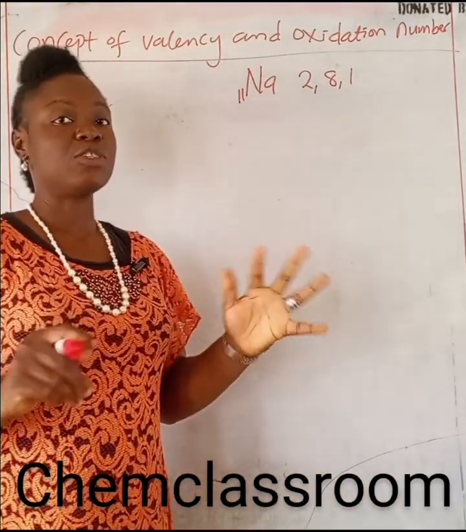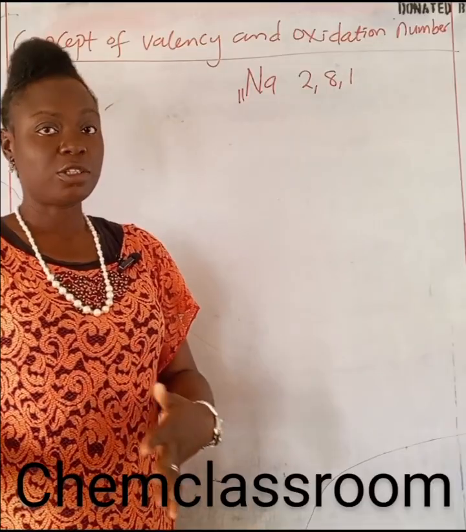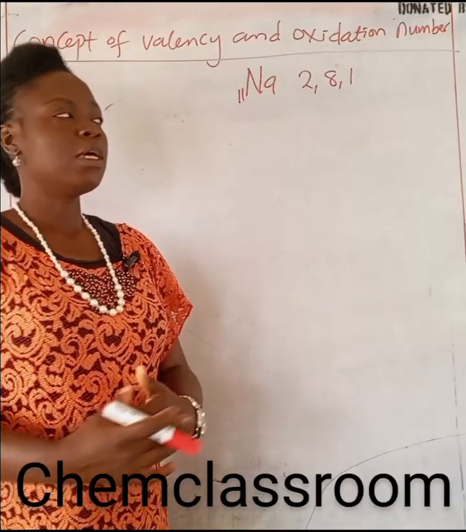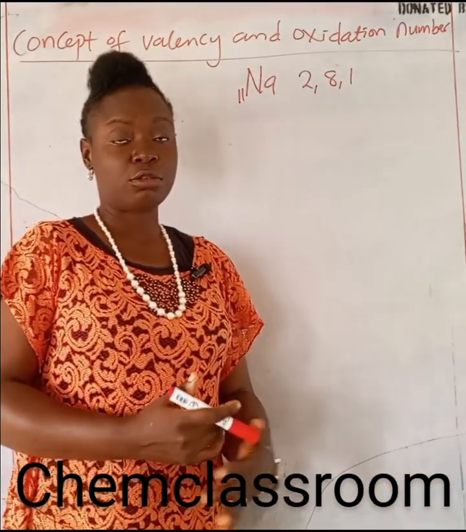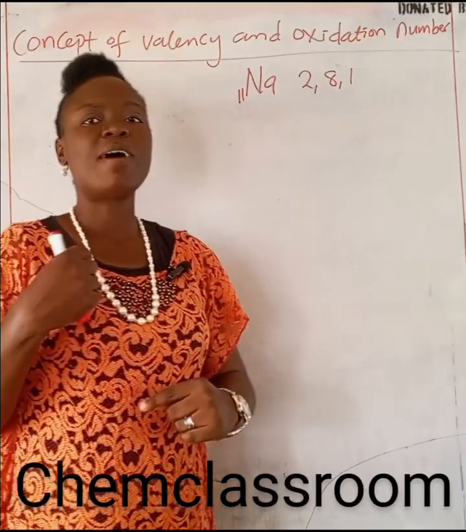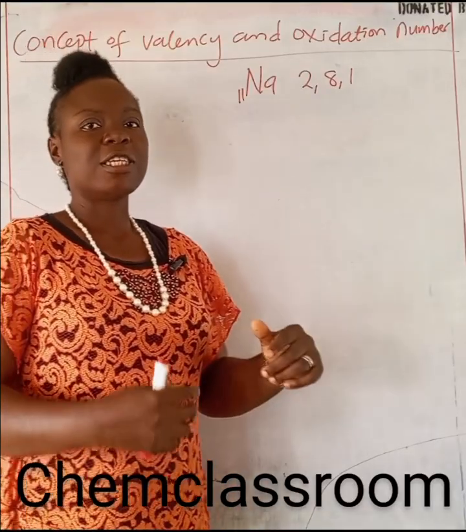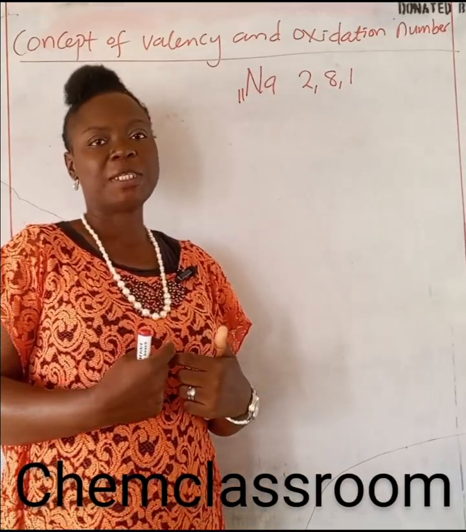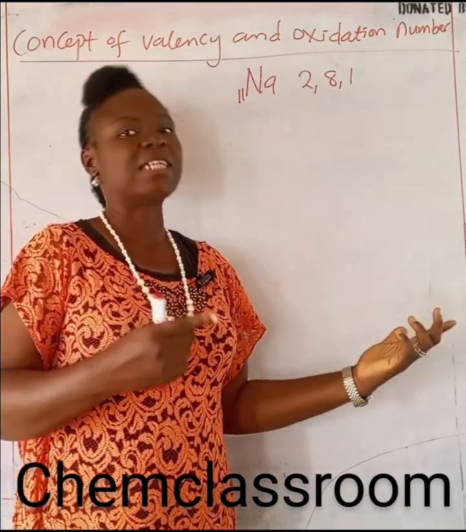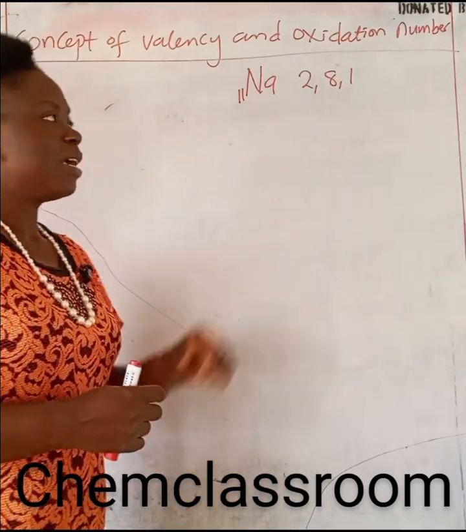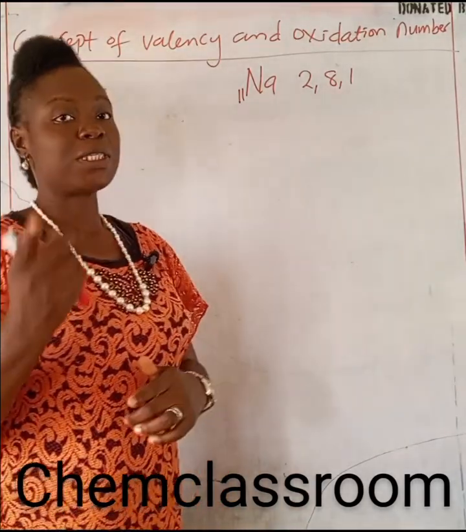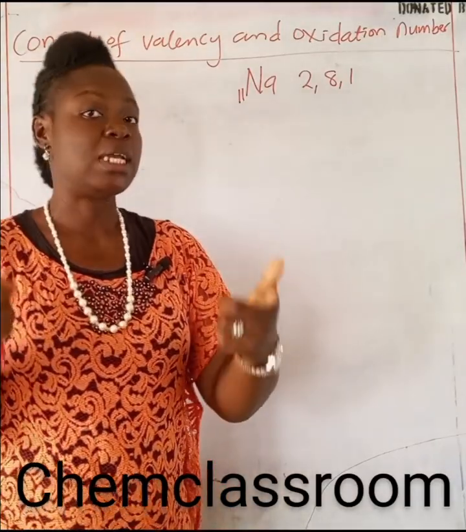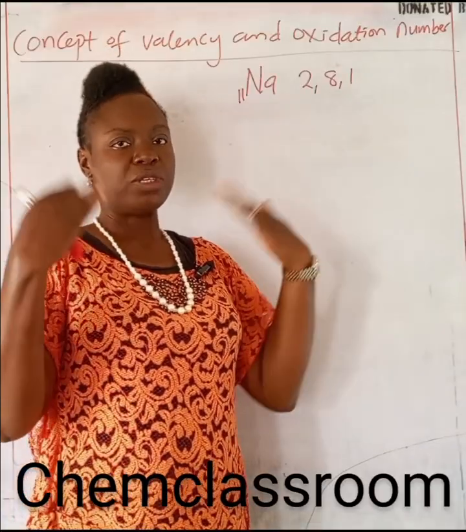Now the oxidation number is the charge on your atom, and this charge can either be positive or negative. I usually break this down to my students. I say oxidation number is the number of electrons that an atom is willing to give out or to receive. That way we try to understand it better. The positive one is the one giving out the electrons, while the negative one is the one receiving.